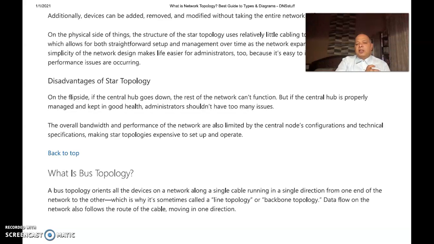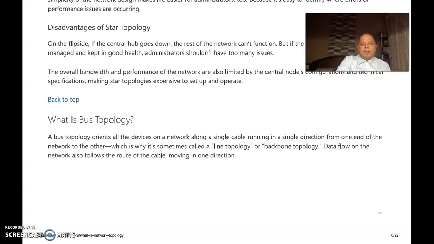Because there exists a backbone, and to this backbone the devices are getting connected. So bus topology resembles a bus, and there is a backbone, there is a cable. It could be even a fiber optic cable, but it is running in a single direction from one end of the network to the other end, and data flow on the network follows the route of the cable, moving in one direction. So this is the main thing about the bus topology.